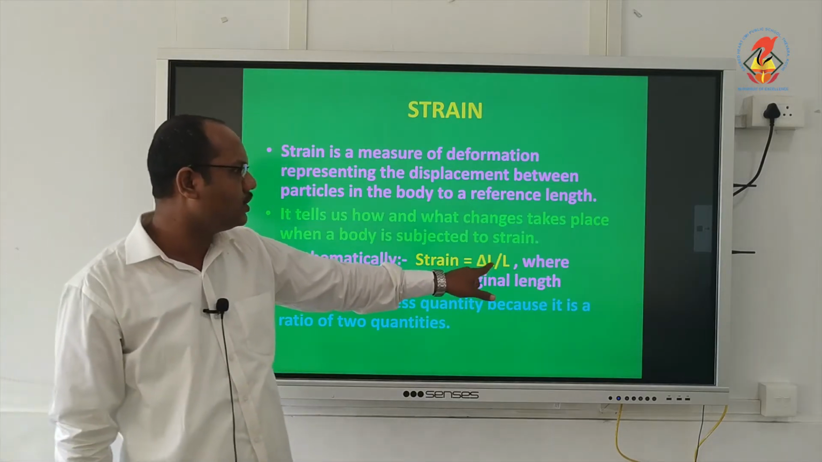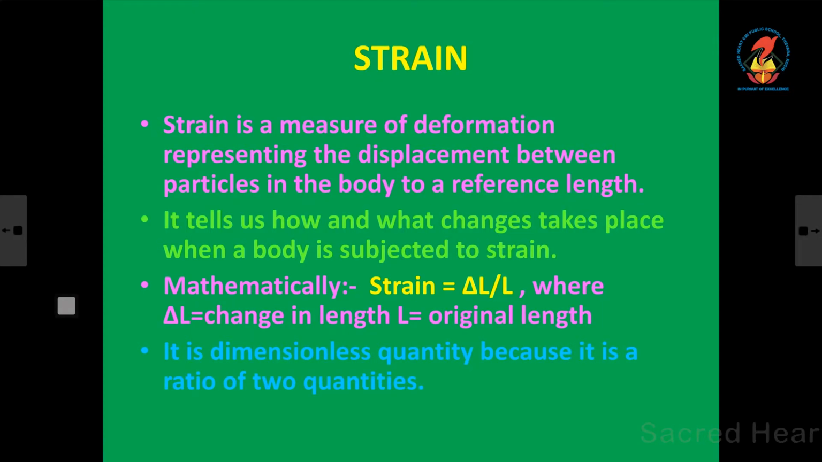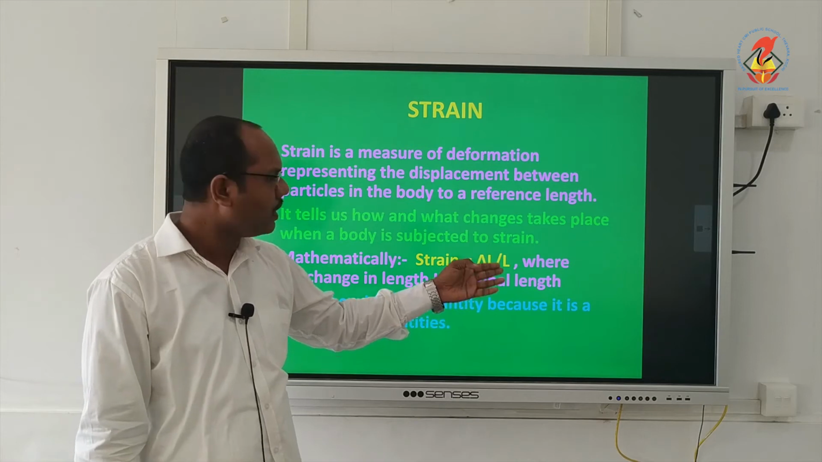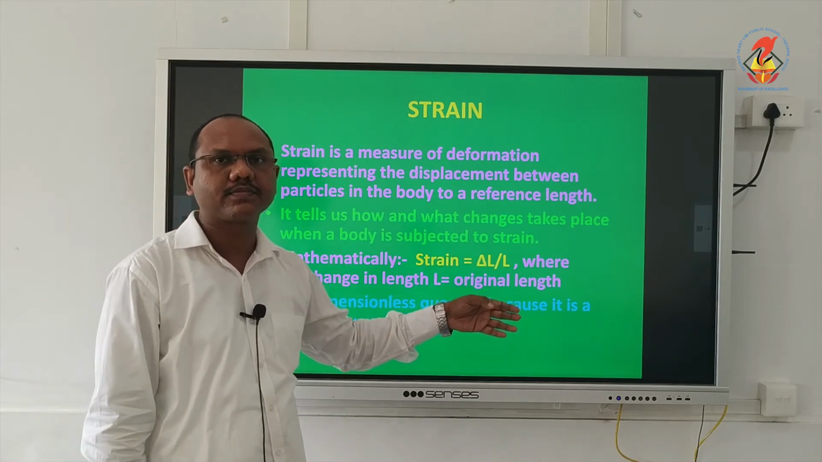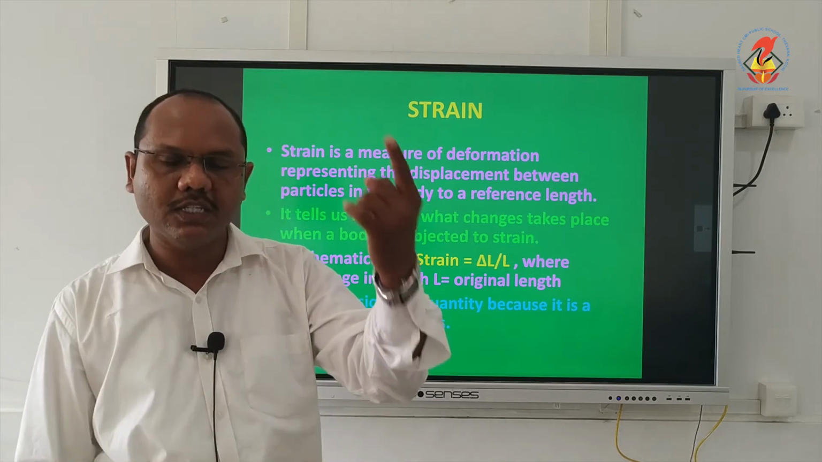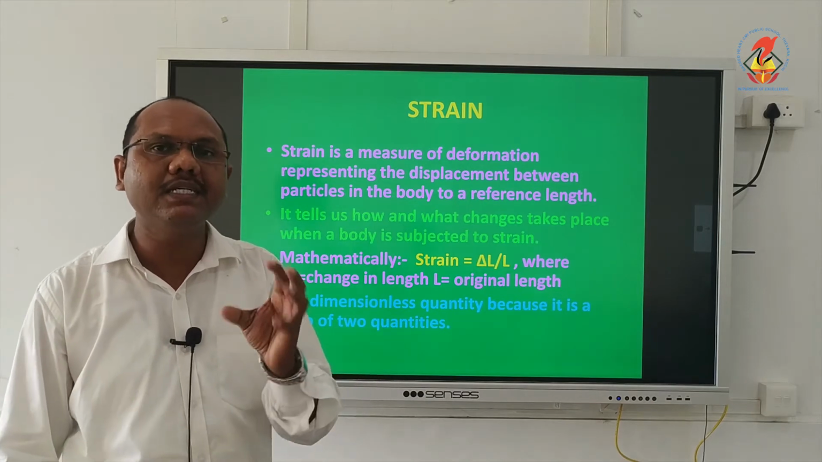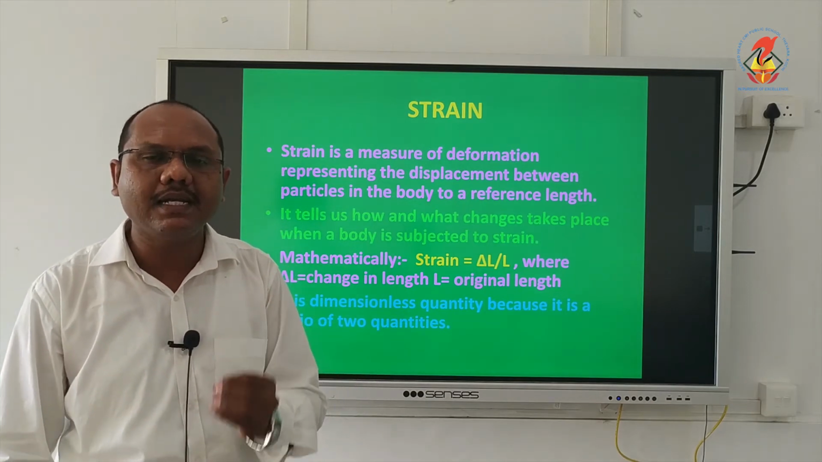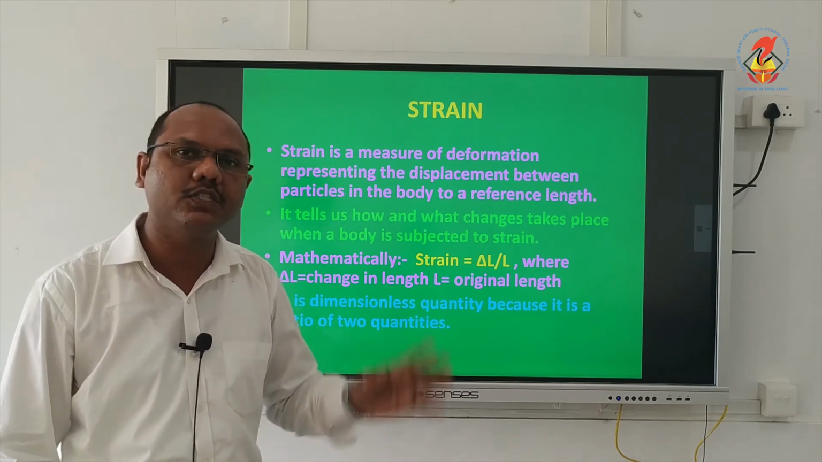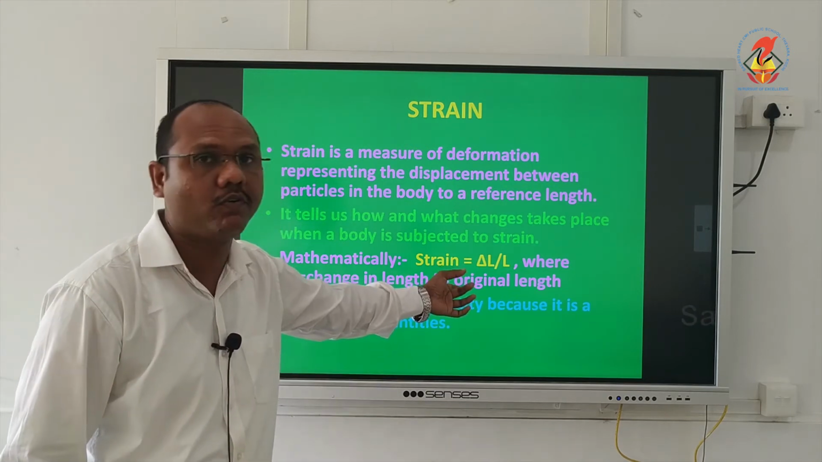That change in length to the original length is called strain. So, strain is equal to delta L by L, where delta L is the change in length and L is the original length. Strain is a dimensionless quantity because it is the ratio of two similar quantities. If I am taking length, then length by length. If I am taking volume, then change in volume by original volume. Whatever I am taking, it is the ratio of similar quantities. That is why we say strain has no unit. I just gave the example for the length.